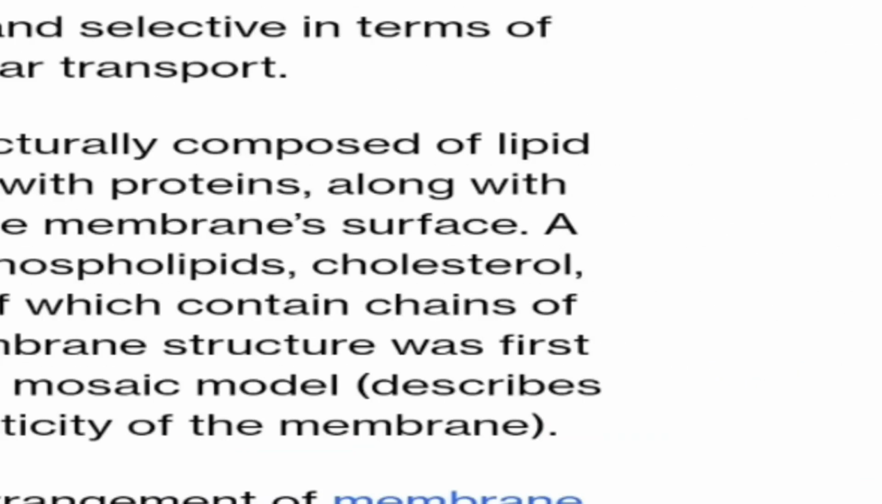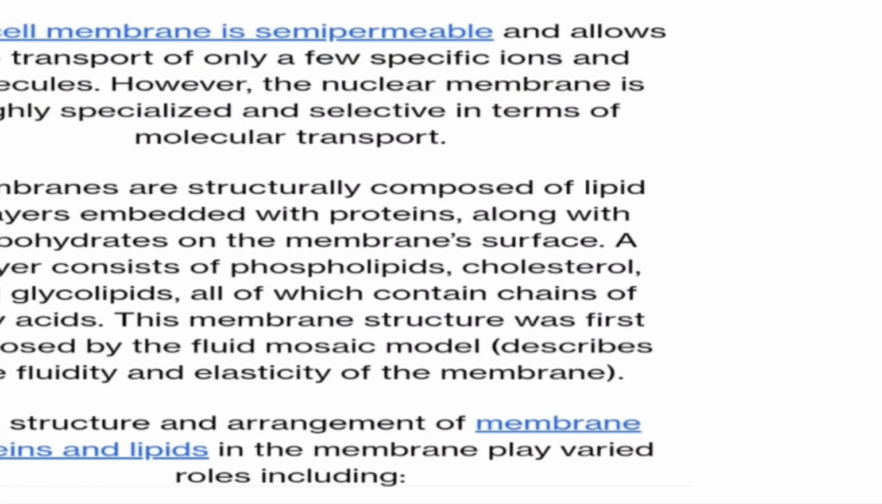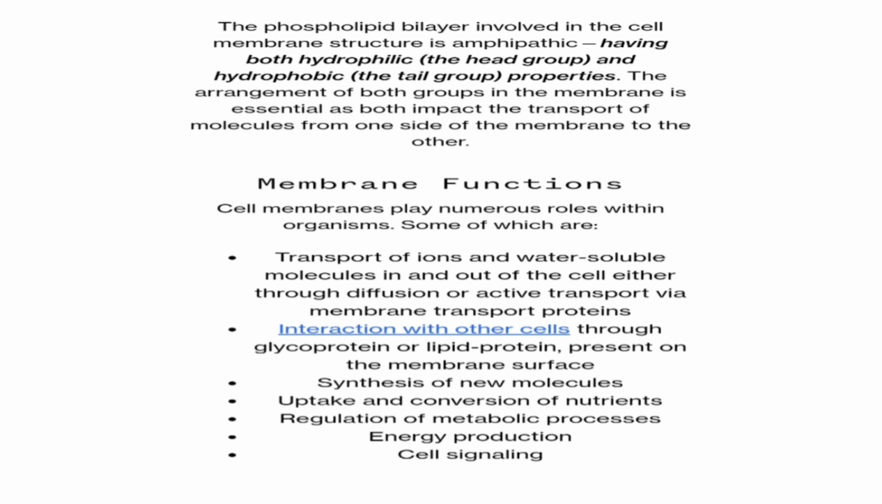So how many have I mentioned? 3. 1. Membranes are structurally composed of lipid bilayer. 2. Membranes are semi-permeable. 3. Membranes are amphipathic in nature. Okay, and then 4. Membranes contain hydrophilic head and hydrophobic tail. Very important. The hydrophilic head is made up of the phosphate group, and the hydrophobic tail is made up of the fatty acid chain. So these are the major characteristics of membrane.